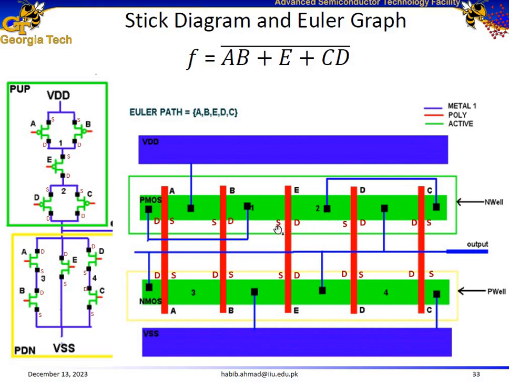The source, this side is the source of E. It is connected to the drain of B, label this side as the drain of B. And these two are connected to the drain of A. So make a connection from here to the drain of A as well. And then the sources of A and B are connected to the supply voltage. So make a connection from the sources of A and B to the supply voltage. This completes our stick diagram for this logic function.